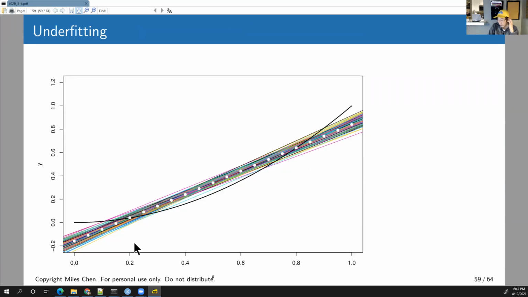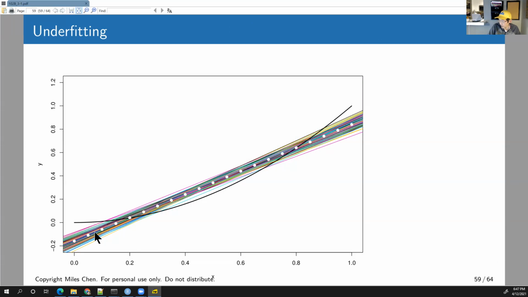Basically, all of these lines look like a bundle of rainbow spaghetti. All of these straight lines are fit to a bunch of different random points that are centered around the true line, which is this quadratic line. And so if you average this, these white dots represent the average of the fitted values.